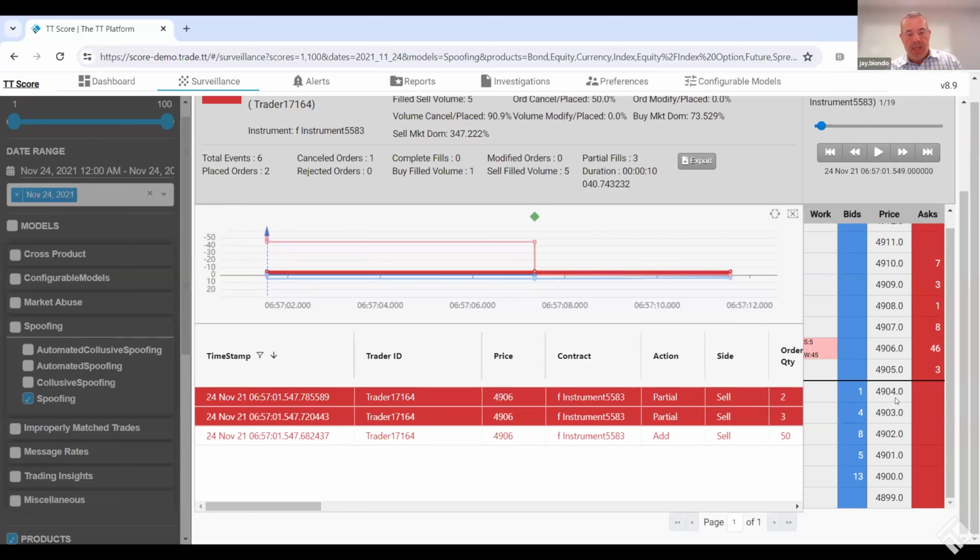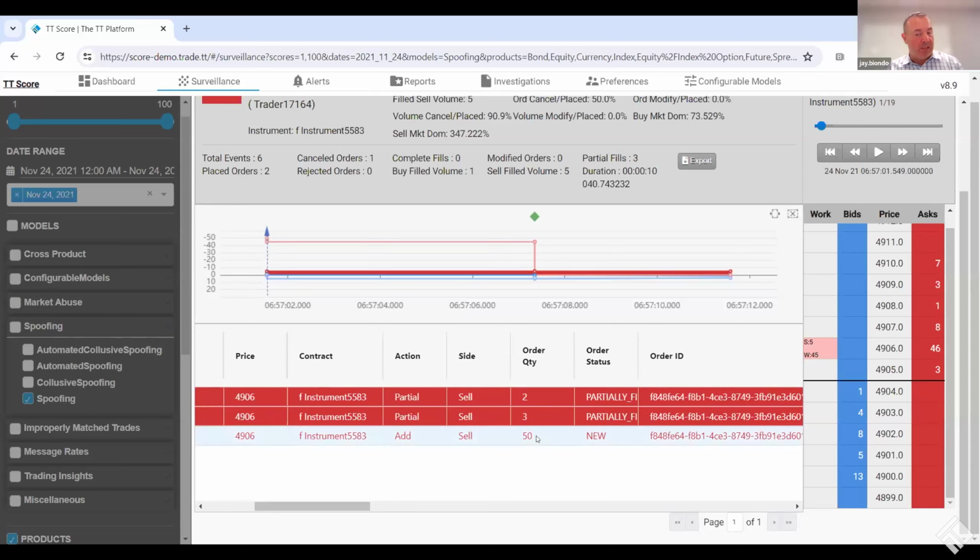Now what you see in the work column is the trader in question's quantities. What you see so far is that the trader added a 50 lot sell order at the price of 49.06, and then got filled on 5 contracts. Now you're seeing that reflected in the ladder as well. So you see the trader still working 45, sold 5, and is 45 of a total 46 contracts at that price in this particular moment within this cluster.